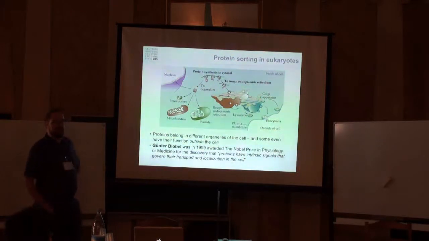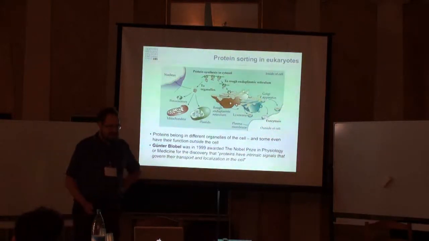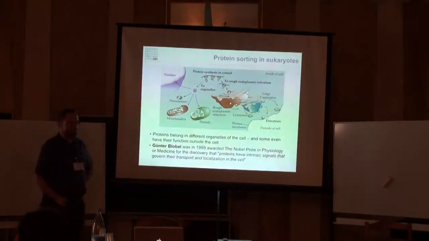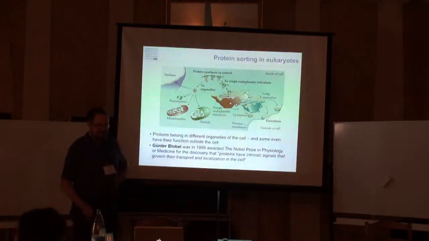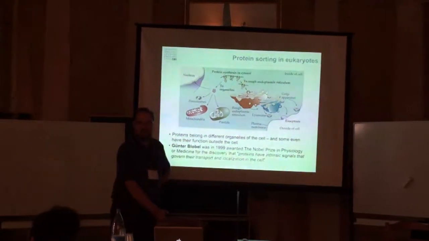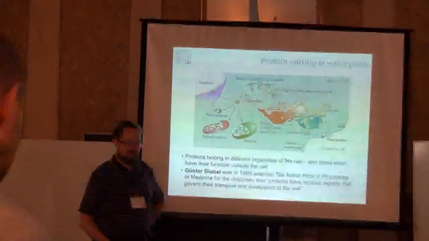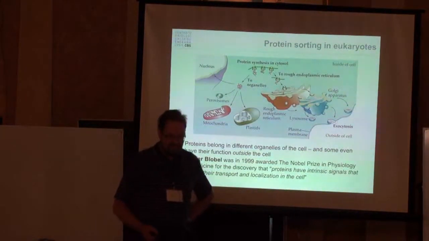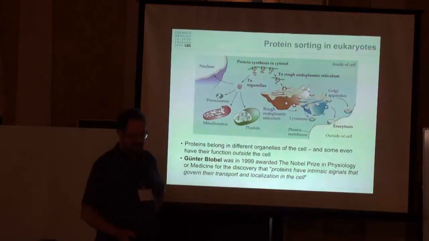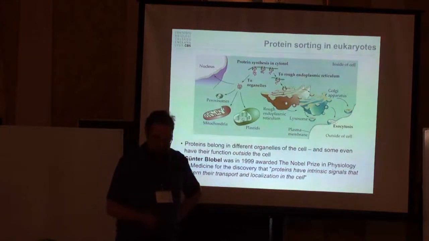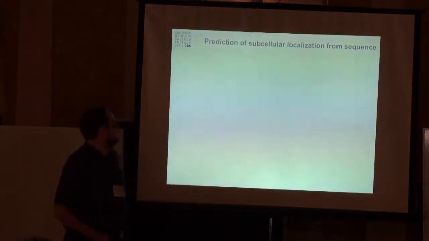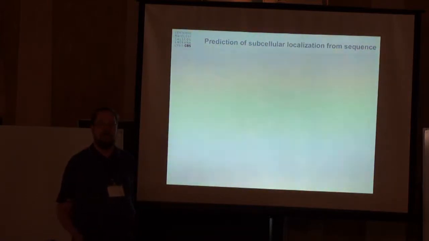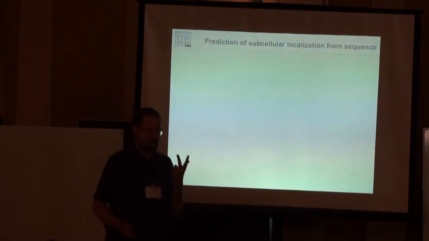It's fairly simple to understand from a biological point of view. Everybody knows that proteins belong in different locations in the cell, and some even outside the cell. And there's a Nobel Prize in this field. Günther Blobel was awarded the Nobel Prize for the discovery that proteins have intrinsic signals that govern their transport and localization in the cell.